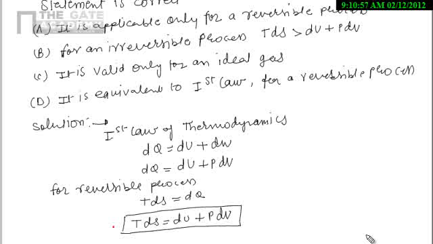So if you see the two options, option A, it is applicable only for reversible process, it may be right. But the more appropriate answer we have to choose is that it's a first law, and this specific form of first law is applicable for reversible process. So we can say that it is equivalent to first law for reversible process. So the correct answer will be D.